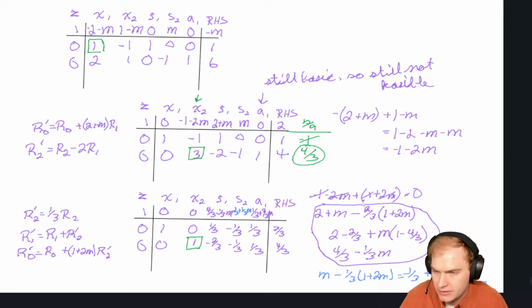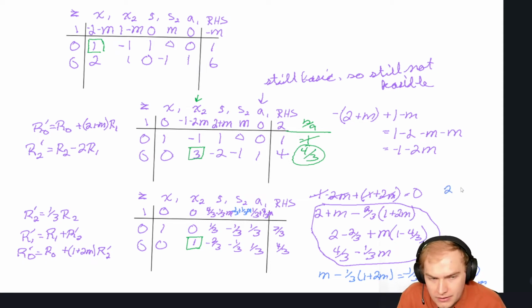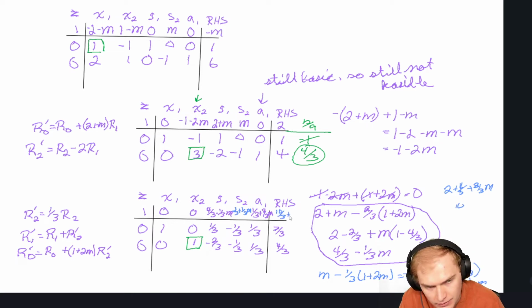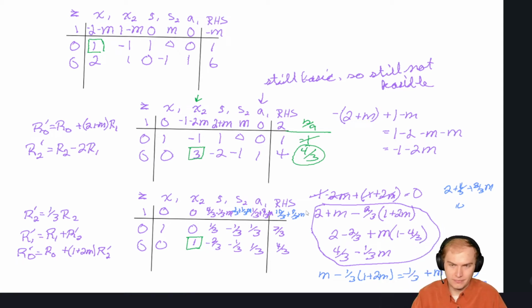Right hand side is 2 plus 4/3 plus 8/3 m, which is 6 plus 4 is 10/3 plus 8/3 m. Gross.